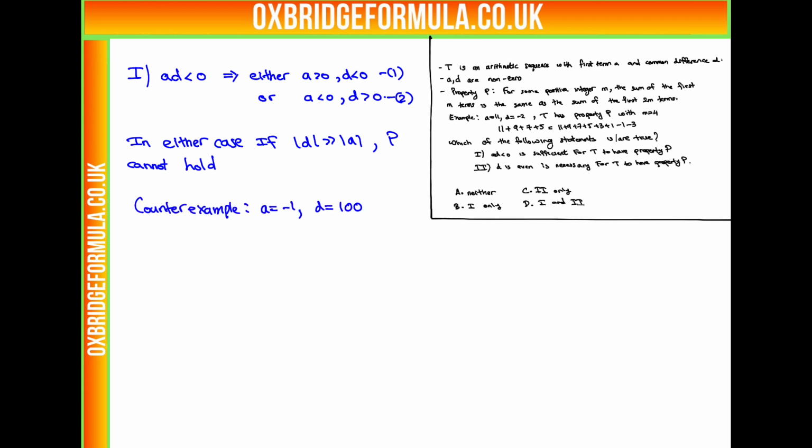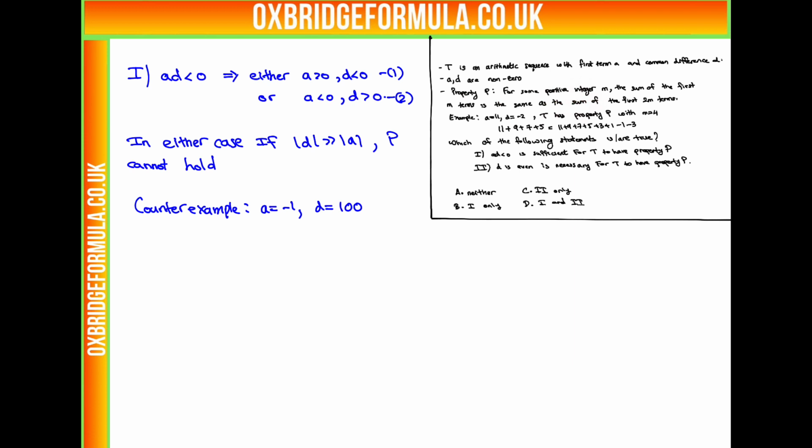For example, if we take A to be minus 1 and D to be 100, the first term is minus 1, the second term is 99, and then the sum of the first k terms is always increasing. So that means that property P can never hold.